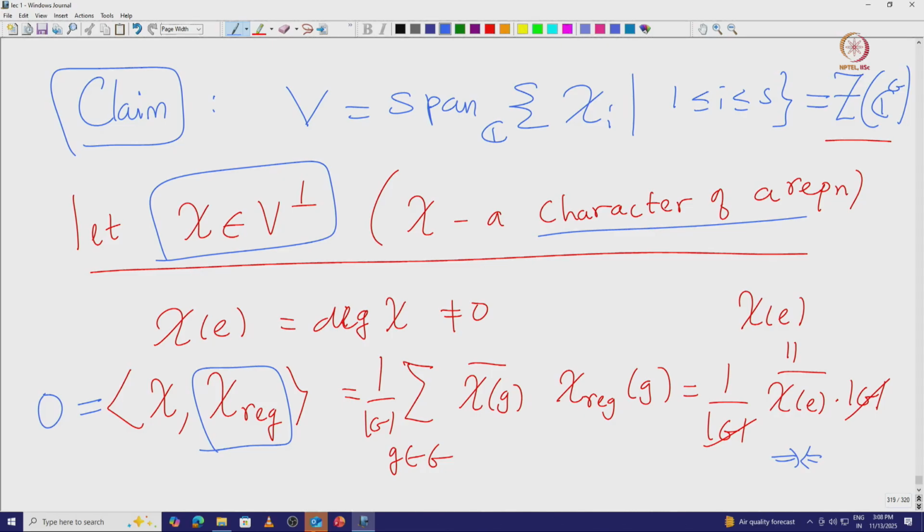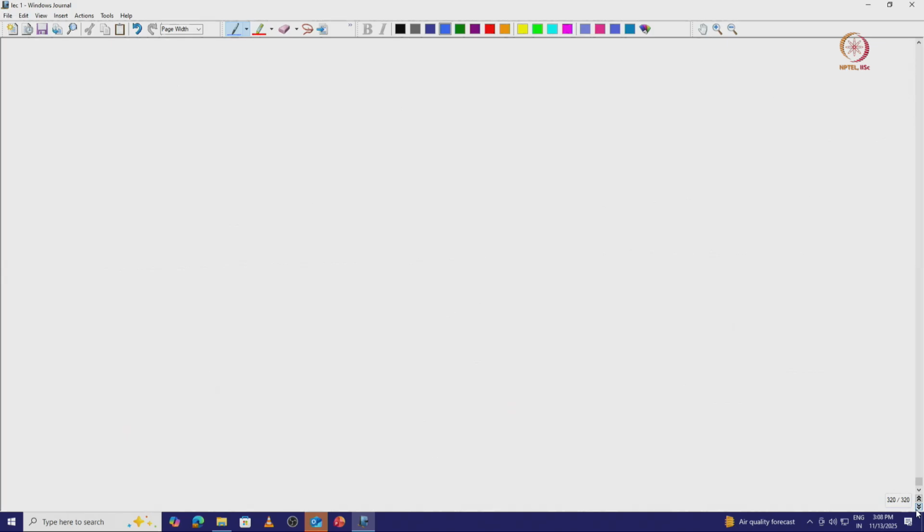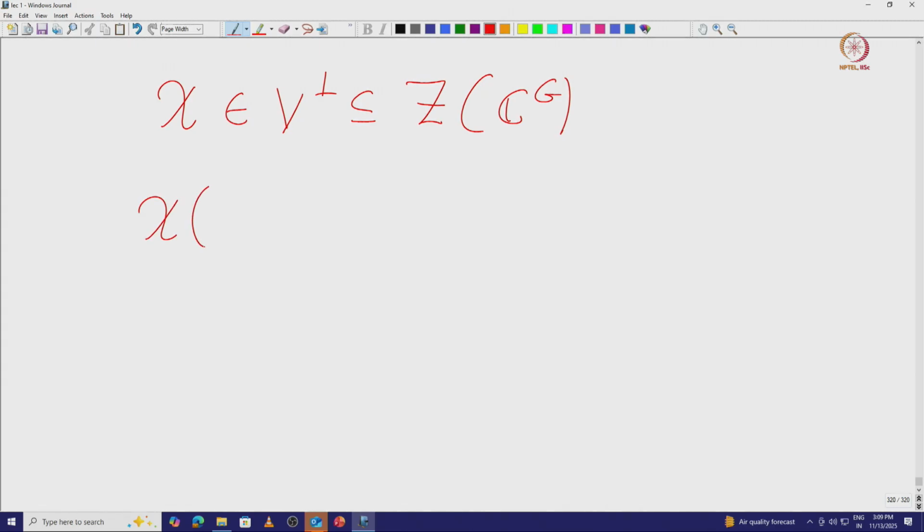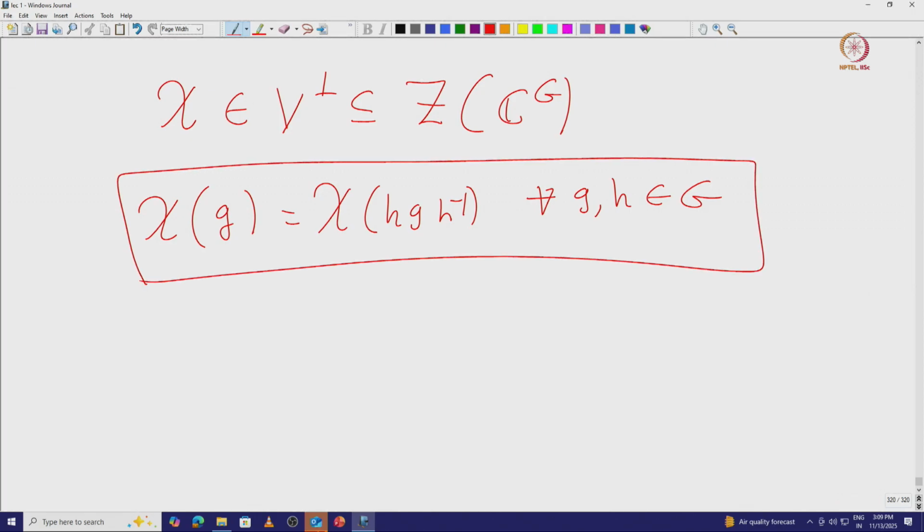But what happens if chi does not come from a representation, and is just an element of this space of class functions? So, let us take this chi which comes from this V perp, which is a subspace of this space of class functions. Then all we know is that chi is a constant function on the conjugacy classes. That means chi of g is the same as chi of h g h inverse for all g, h in G. This is the only condition chi actually satisfies.